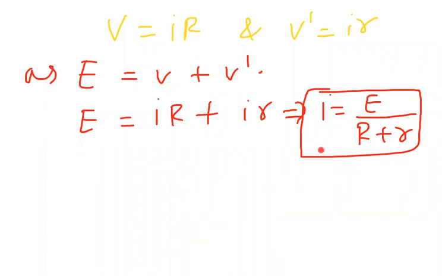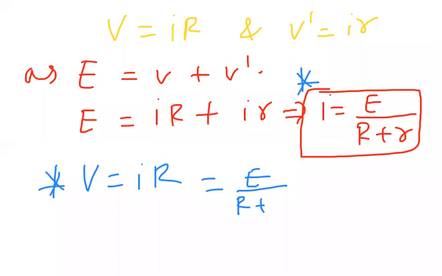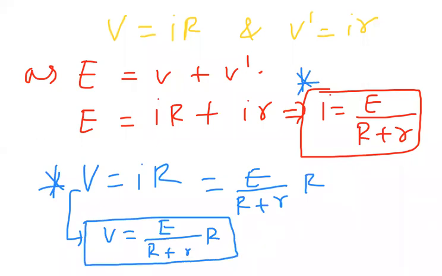From the formula I is equal to E by R plus r, I can also observe this. V is equal to I into R. This is one important point. V is equal to IR, and I can write it as E by R plus r into capital R. So now we have the formula for V in terms of EMF and external resistance.